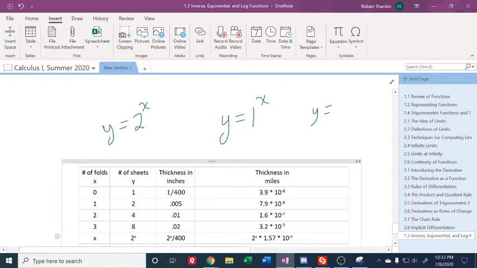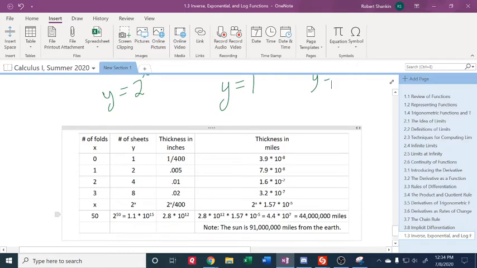All right, so the thickness in inches, you just take that many sheets and multiply it by 1/400th inches per sheet. And thickness in miles turns out to be this. And then when you get up to 50, the thing is 2 to the 50th is such a big number. If you've got a calculator, pull it out real quick and just go 2 to the 50th power. 2 to the 50th is 1.1 E15, and E15 means times 10 to the 15th. That's scientific notation.